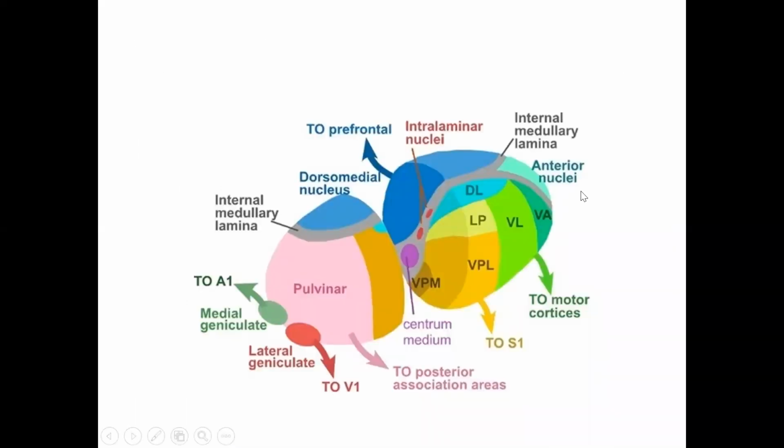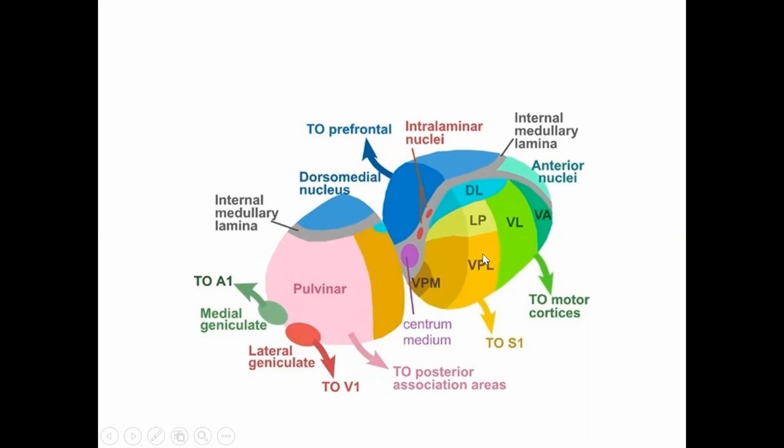So again, you can see the anterior group of nuclei, which is present within the bifurcation of the intermedullary lamella, and these are the different anterior, lateral, and medial groups of nuclei of the thalamus. In the lateral group, we have ventroanterior, ventrolateral. If you remember the descending tracts, how they pass through the ventroanterior and ventrolateral nucleus of the thalamus, then ventroposterolateral nucleus, VPL, and ventroposteromedial nucleus of the thalamus. These are mainly concerned with the sensory system.